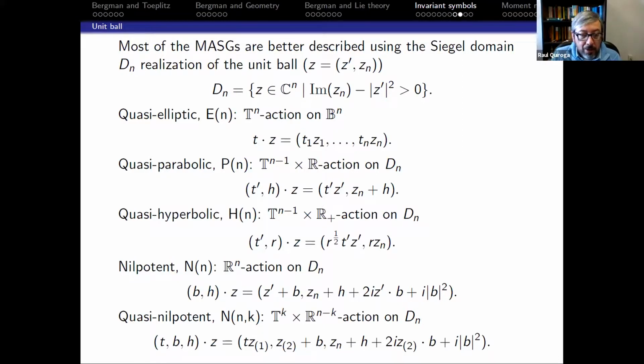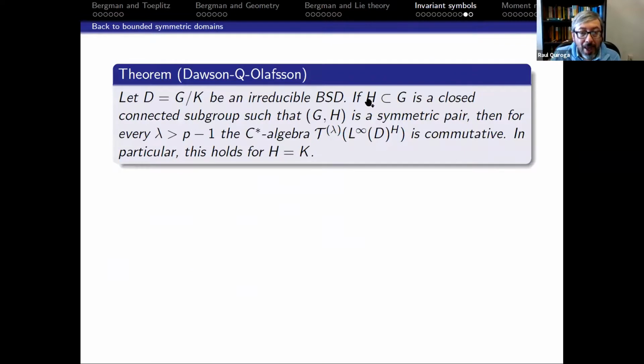I'm going to show this quickly. Those are the maximal abelian subgroups that Nikolai mentioned with the Siegel domain realization. The thing is that this can be taken not just to the unit disk and the unit ball, but to bounded symmetric domains. That's the next step.